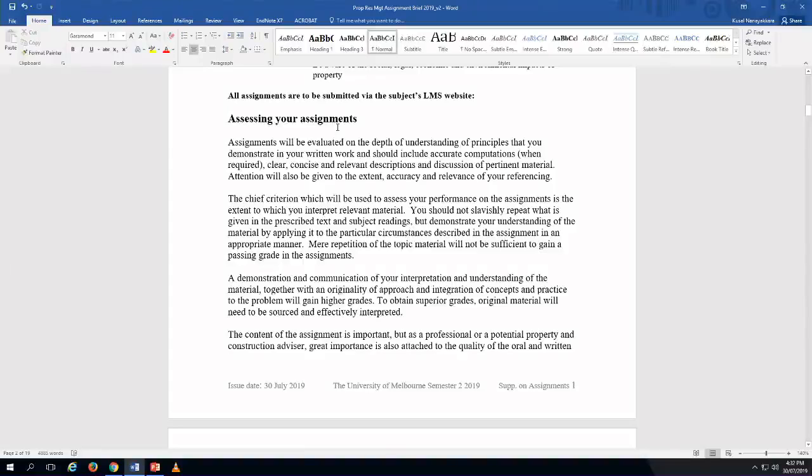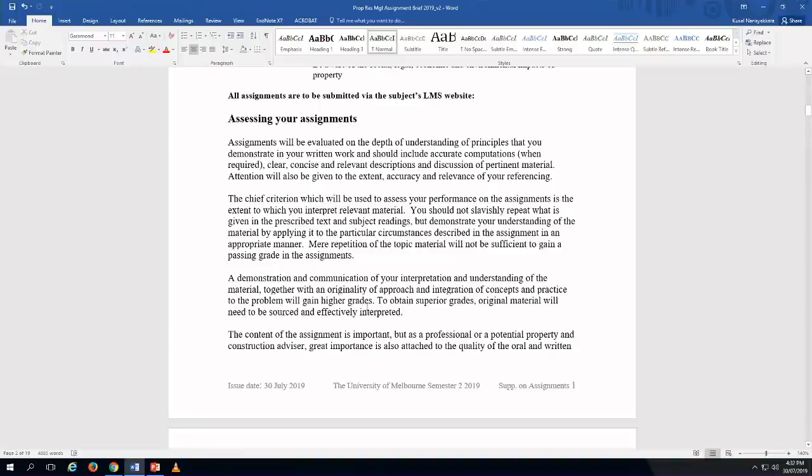Assignment will be evaluated on the depth of understanding of principles that you demonstrate in your written work and should include accurate computations, clear, concise, and relevant description and discussion of pertinent materials. A demonstration and communication of your interpretation and understanding of the material, together with an originality of approach and integration of concept and practice to the problem, will gain higher grades.